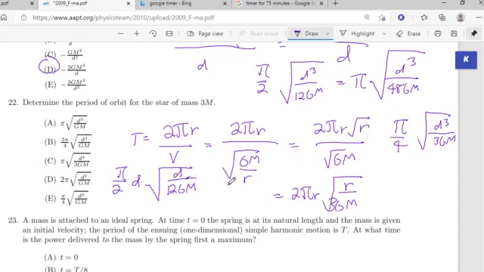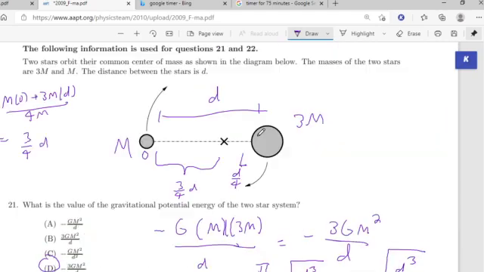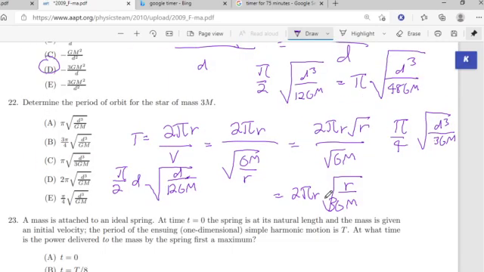Okay, so let's go back here. Okay, this is correct. This is correct. Actually, wait. This is, yeah, okay.